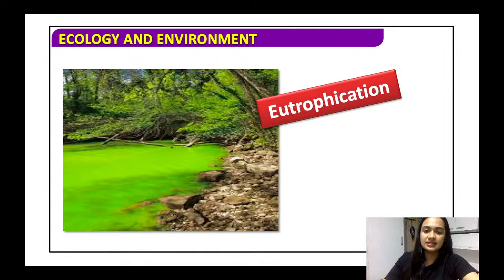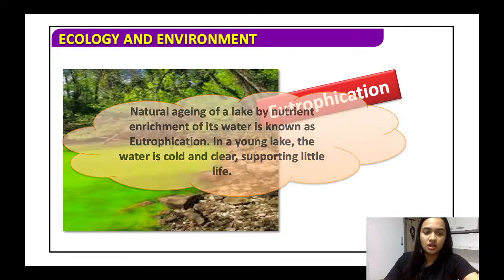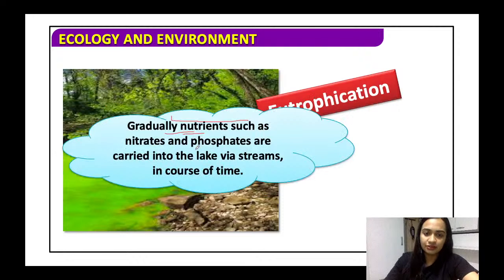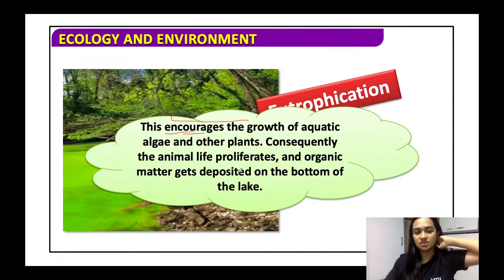Now, let us discuss eutrophication. What is eutrophication? Eutrophication is the natural aging of a lake by nutrient enrichment of its water. Fine. So, in a young lake, that means a newly formed or fresh lake, the water is cold and clear and it supports very little life. So gradually, nutrients such as nitrates and phosphates in lakes and streams start getting deposited in large amounts after some time.